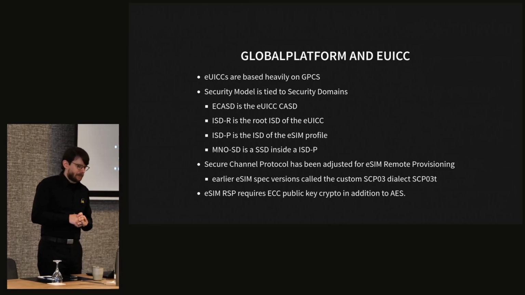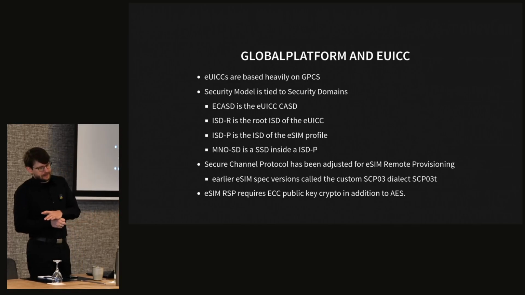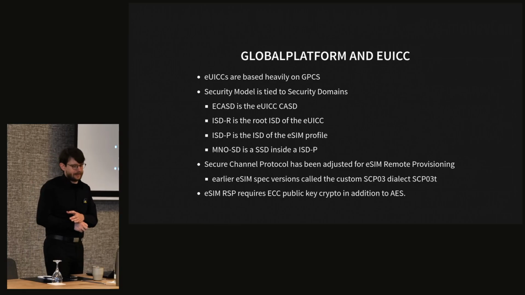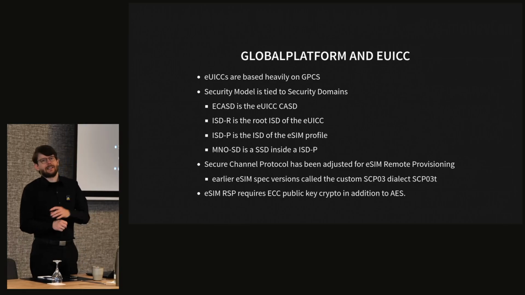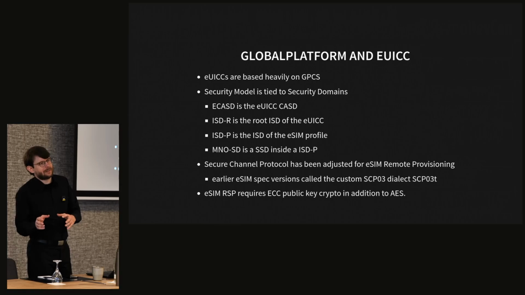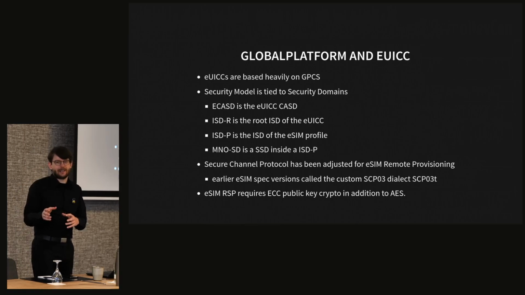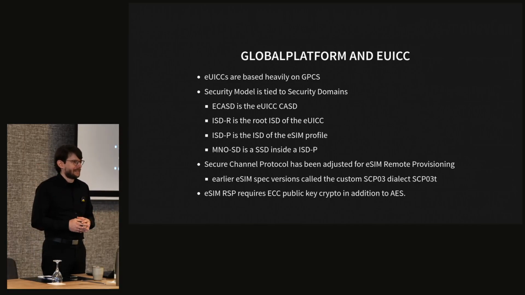And then secure channel protocols have been adjusted for eSIM remote provisioning. So actually the eSIM download into the eUICC happens over a custom SCP-03 dialect. Originally it was called SCP-03, but then they diverged so much from SCP-03 that it created a lot of confusion, and I think now they call it the RSP protocol. I'm not sure. There's a different name now. So in the latest version of the spec, the name has been changed to sort of make it clear that it's not really SCP-03.